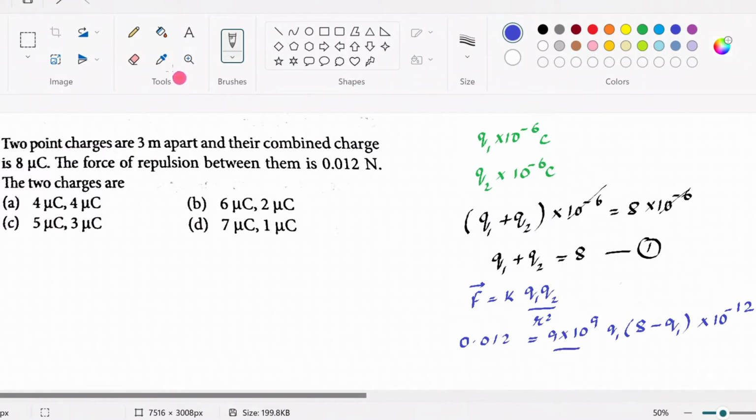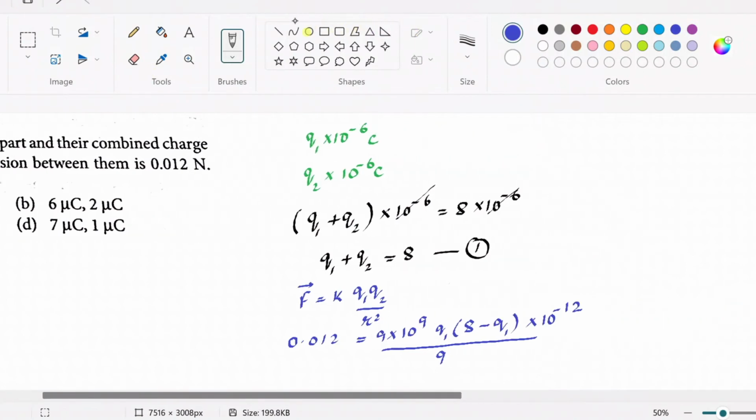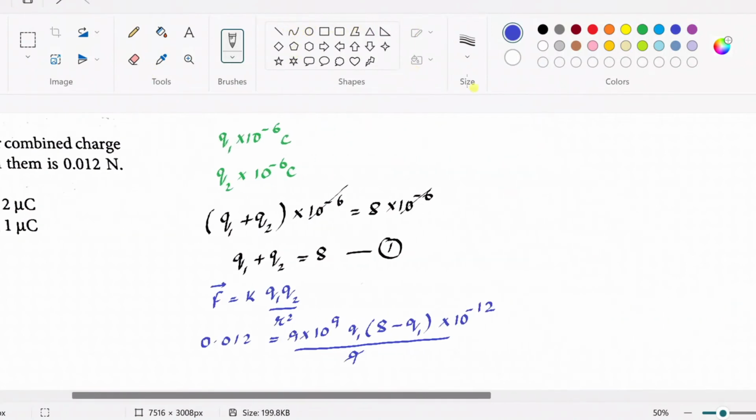Anyone has any doubt, they can speak. And what's the separation? Separation is 3 millimeters, so R square will be 9. I hope this is clear. Now let's proceed. Let's simplify.